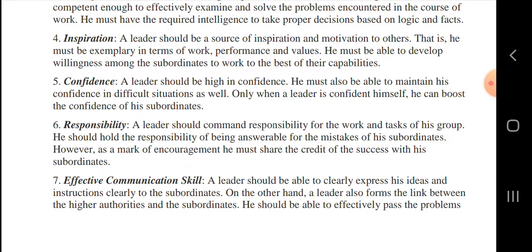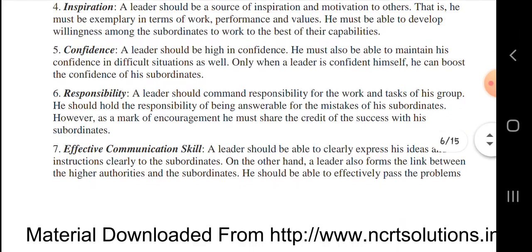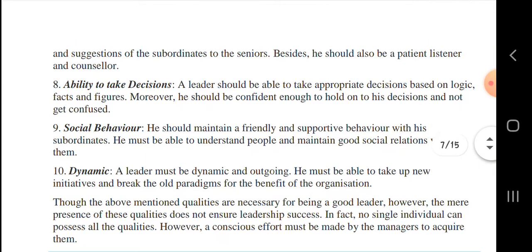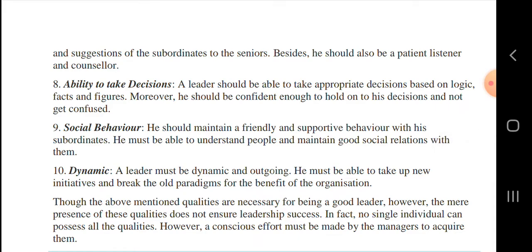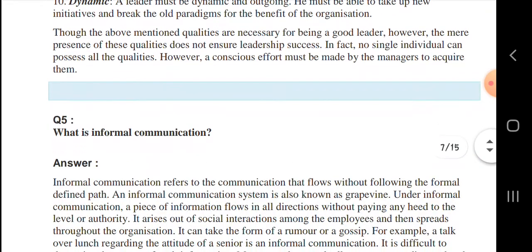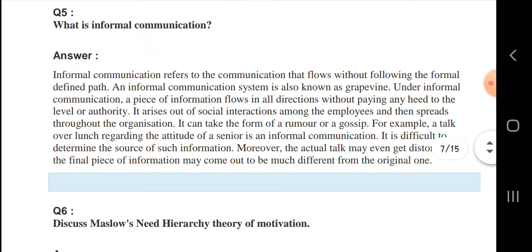And responsibility: a leader should take responsibility for his work and the tasks in his group. And communication skills: he should be very good in communication. And ability to take decisions: he should have the ability to decide what is correct. And social behavior: he should work in social forums also. And dynamic: a leader must be dynamic and outgoing. He should be telling his views and points.